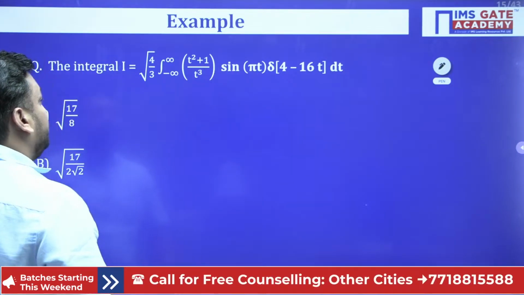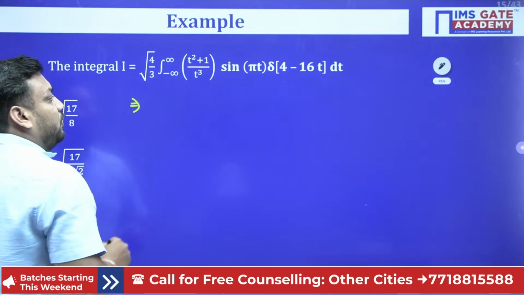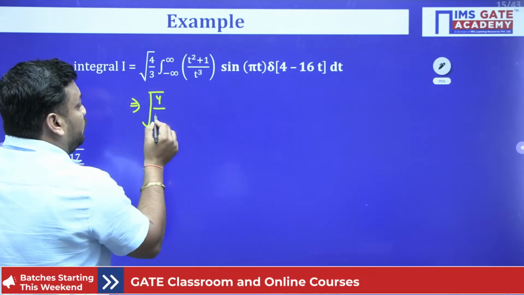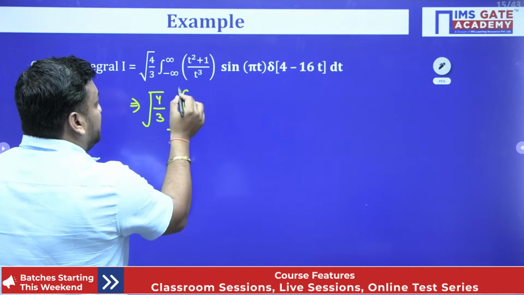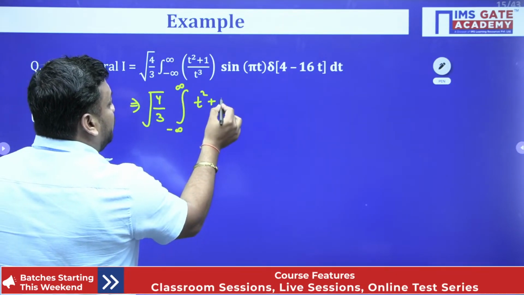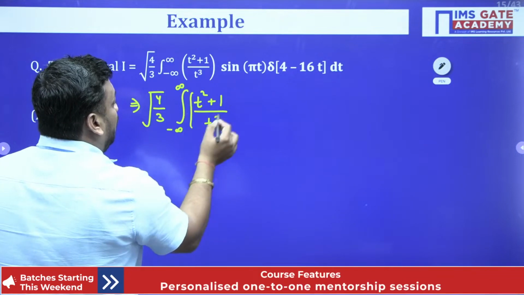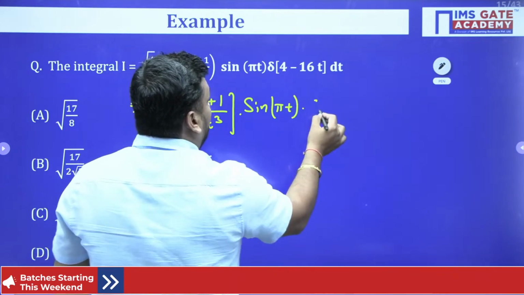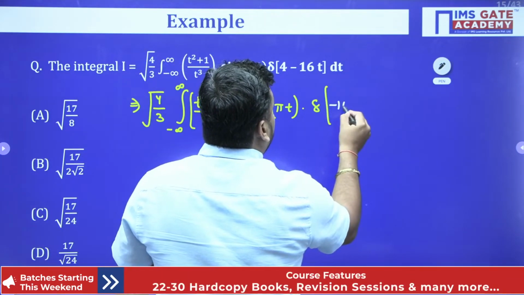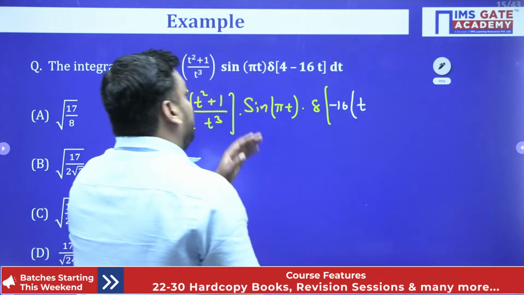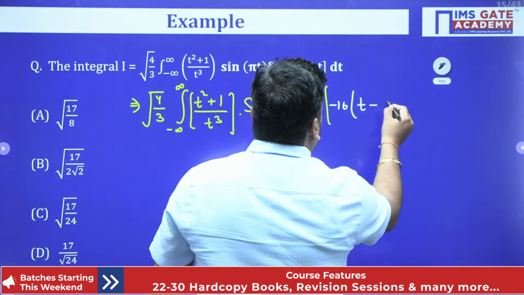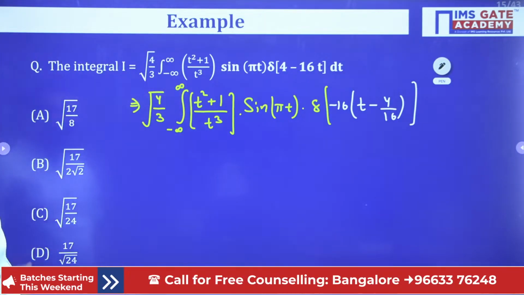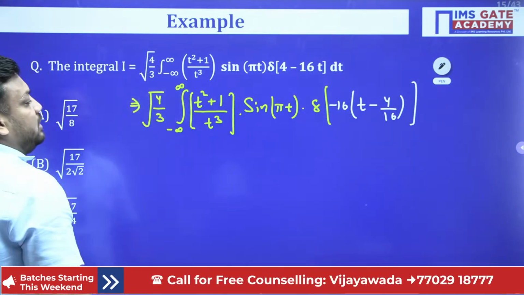Try to solve this question fast. So here, the first thing you need to make sure of is that whenever the delta function has a scaling factor, you have to take it outside. So here you will get the integral from minus infinity to infinity of (t square plus 1) upon t cube, and here you should write sine of pi t, and delta of, if I take minus 16 outside, then what will I get inside? If minus 16 is outside now, then I will get t minus 4 upon 16 only. Because minus 16 is already outside, inside you get minus 4 by 16.